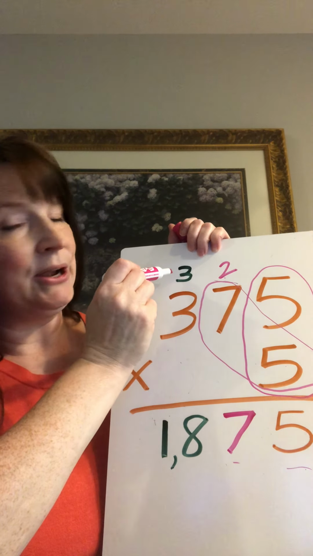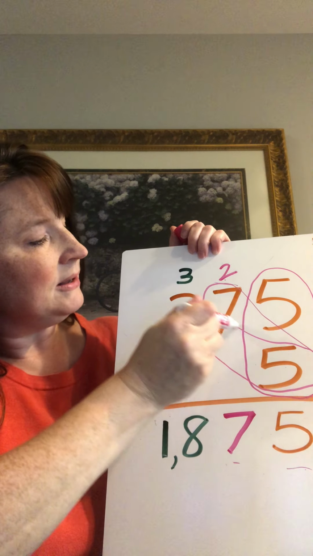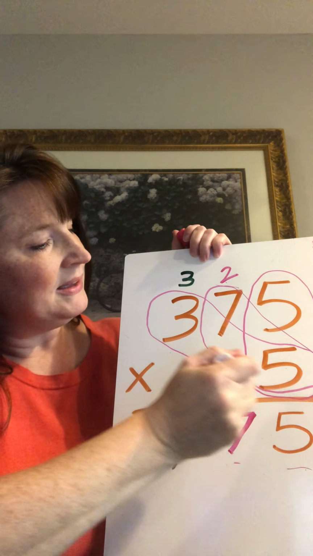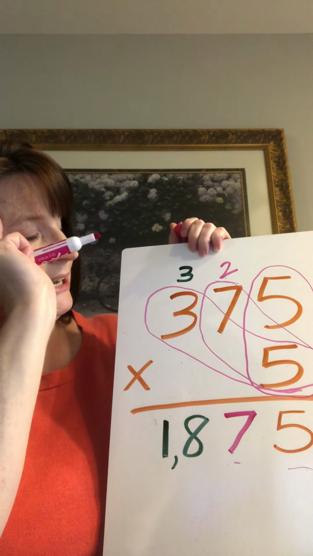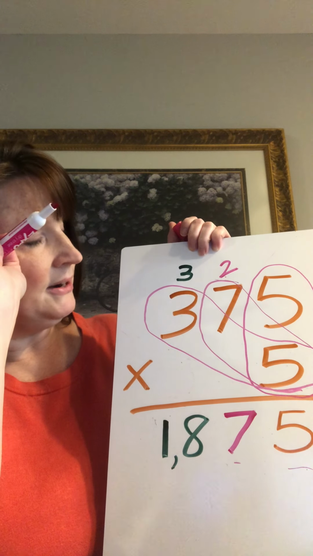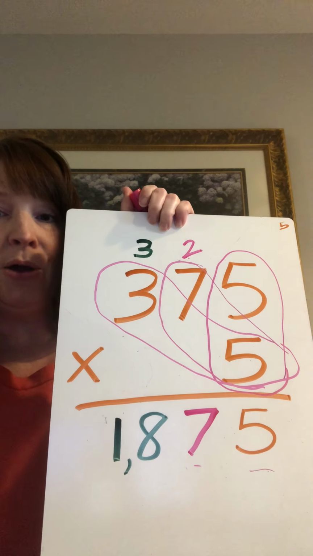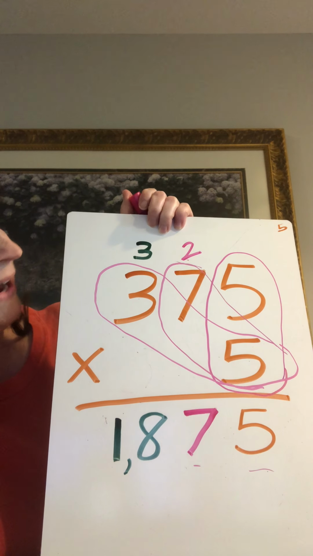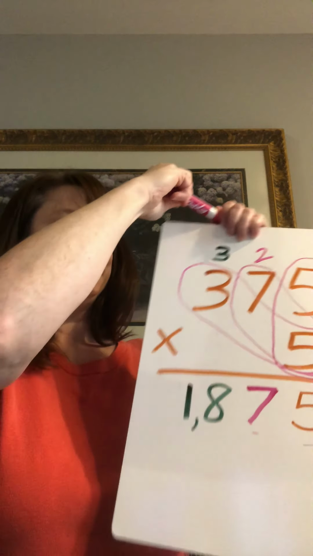I've got to carry or regroup that 3 here. Now I'm just dealing with the hundreds column, like so. So I have 5 times 3, which is 15, but I have to add this 3 here. So we get 16, 17, 18. And that's how you wind up with your answer of 1,875. Okay, so I'm going to have you give it a try and see how it goes. All right, see you next time.